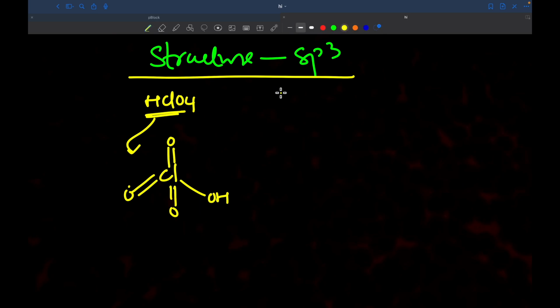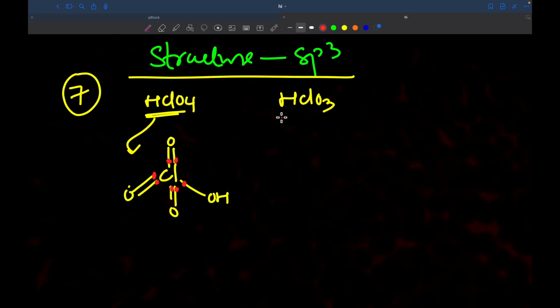Okay. HClO3, think about it, what do you have to do? One oxygen should be removed. This oxygen can't be removed, so one of these oxygens will be removed. And chlorine has 7 electrons, correct? Since it's a 17th group element, 7 electrons are there, and it has used all 7 electrons here. 1, 2, 3, 4, 5, 6, 7 electrons of chlorine are in use in HClO4.